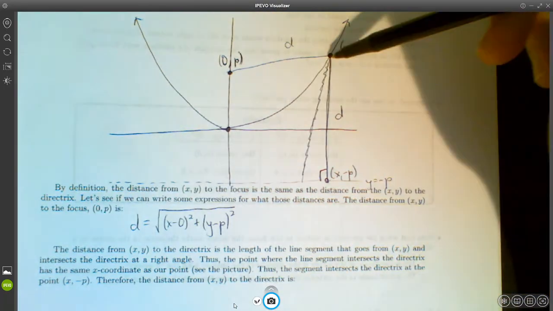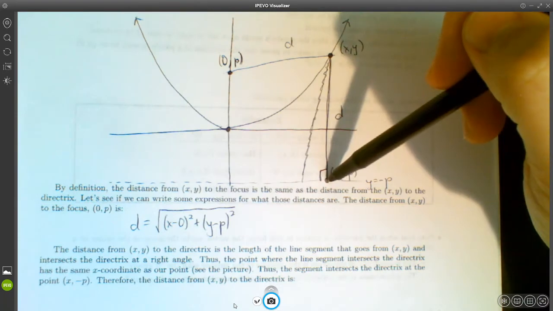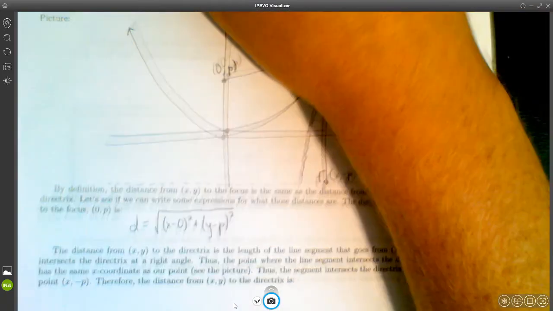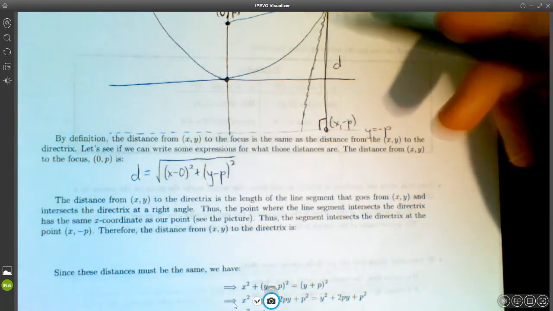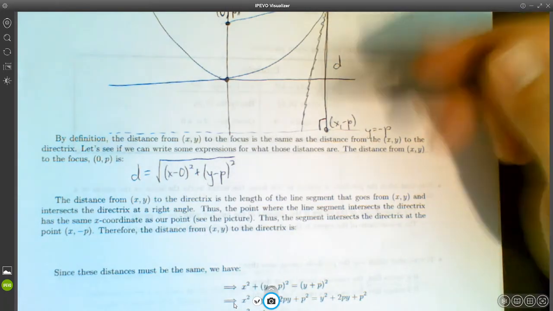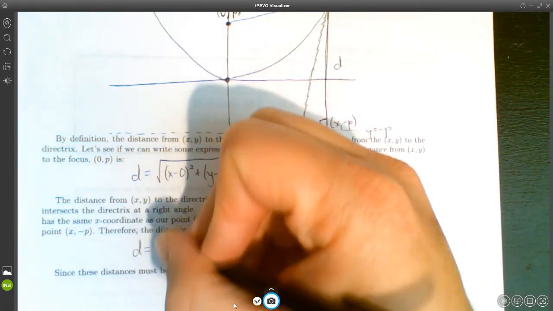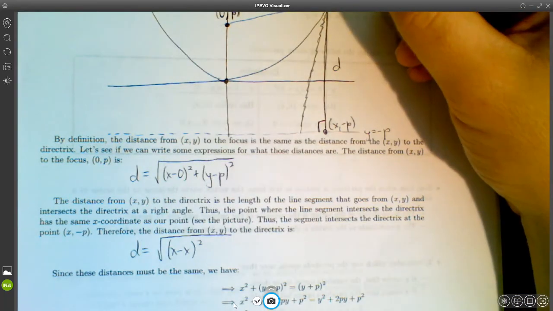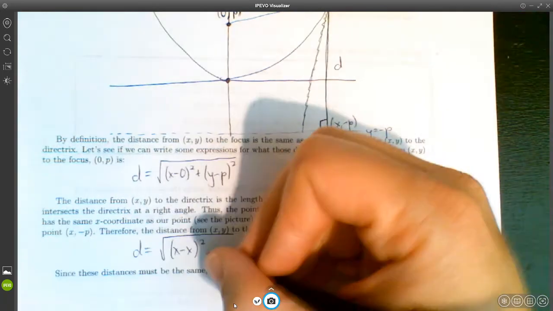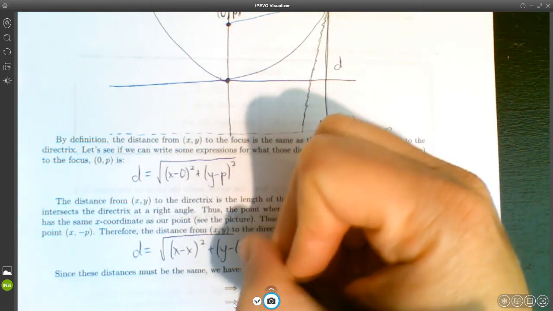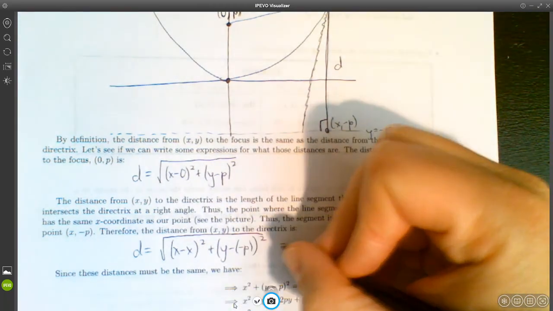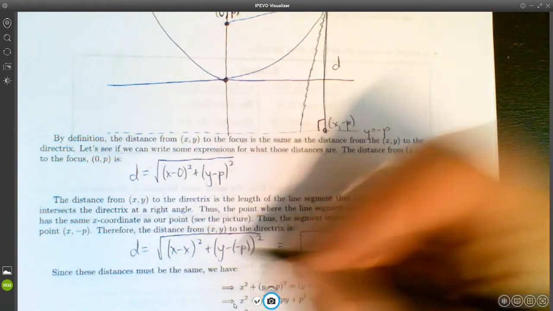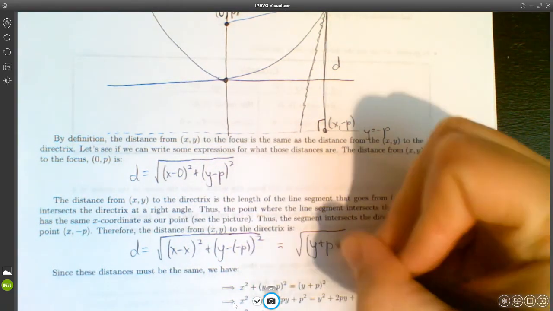The distance from (x, y) to the directrix is the length of this line segment. So the distance from (x, y) to the directrix is going to be the square root of (x minus x) squared plus (y minus negative p) squared. Or in other words, this would be the square root of, well, x minus x is 0, and this is (y plus p) squared.